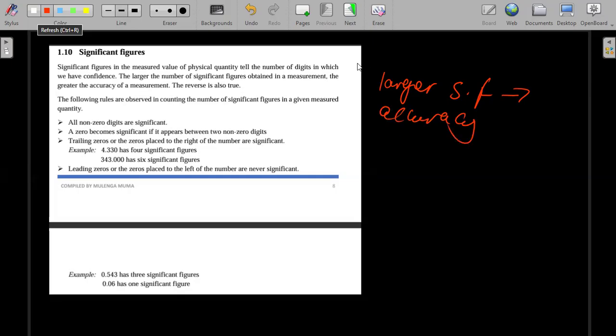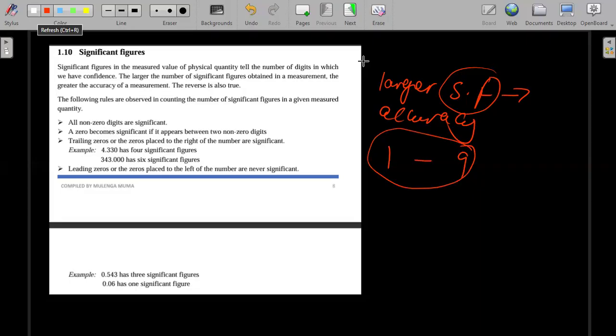So for now, let's focus more on the significant figures. What are the rules we apply when dealing with significant figures? These are some of the rules you have here. Number one rule: all non-zero numbers are significant figures. As long as it's not a zero, so all numbers from 1 to 9, all non-zero numbers are significant figures.